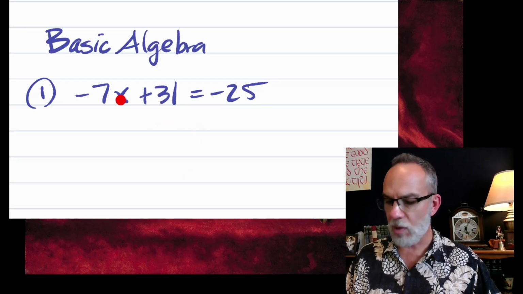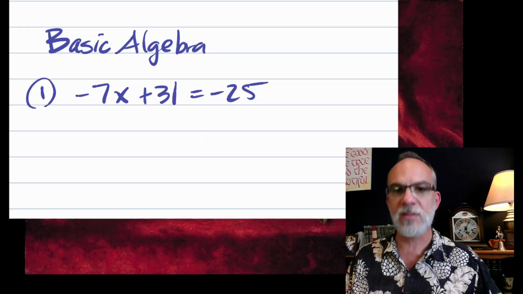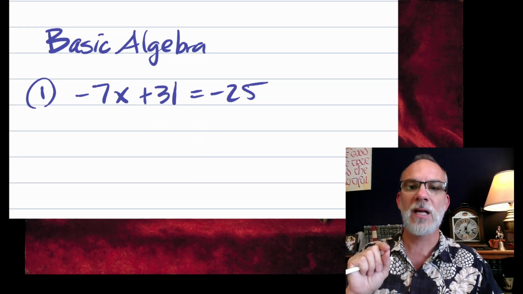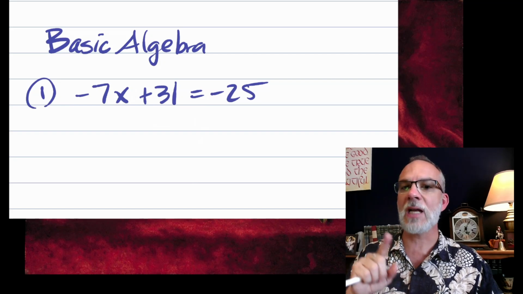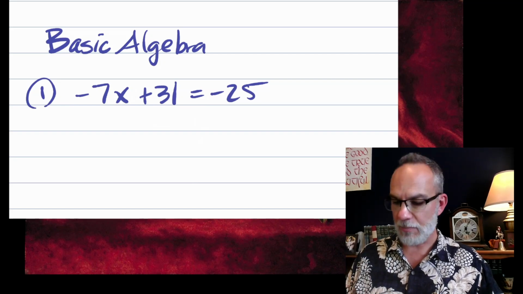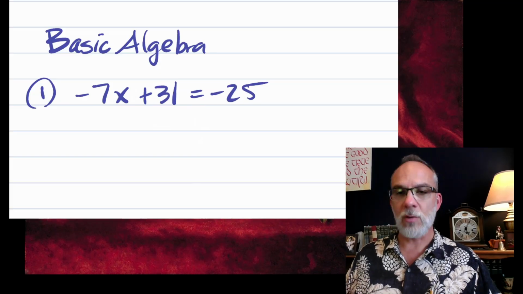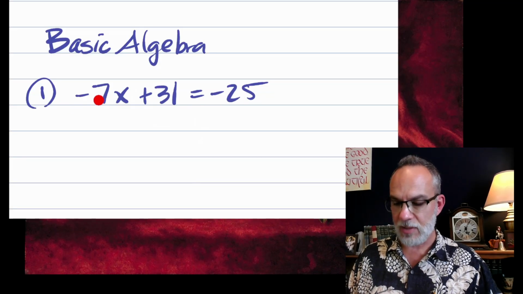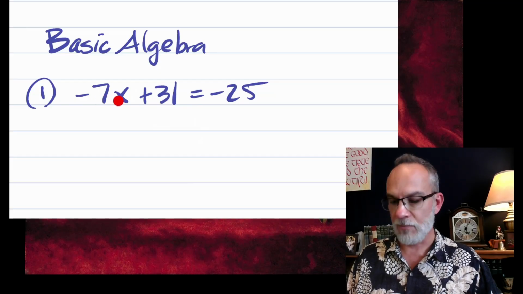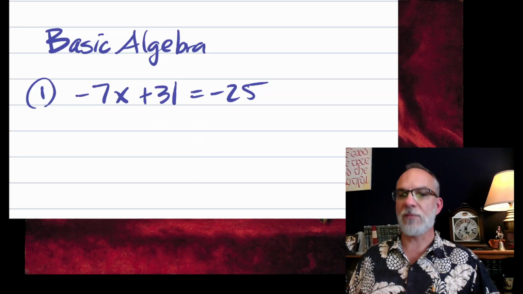Here's the variable. What's going on with the variable? It's being multiplied by negative 7. That does not mean x subtract 7. It means negative 7 times x, and then plus 31. And then the answer here is negative 25. So what this is saying is that negative 7 times some number, then plus 31 has to equal negative 25. We need to find out what that number is.